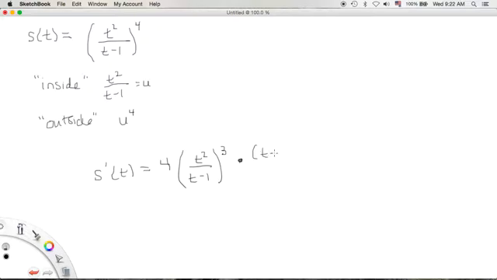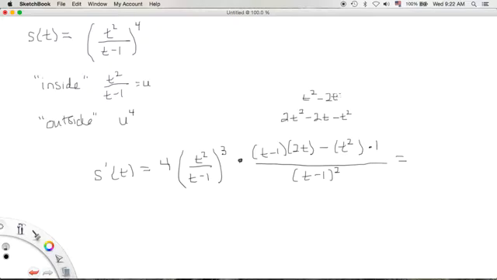So we have bottom times the derivative of the top minus top times the derivative of the bottom all over the bottom squared. Alright, so now we just need to simplify. So here we've got 2t squared minus 2t minus t squared, which is just t squared minus 2t, which is t times t minus 2.